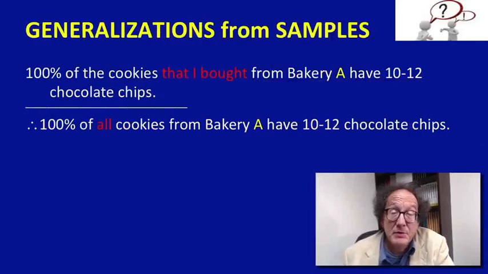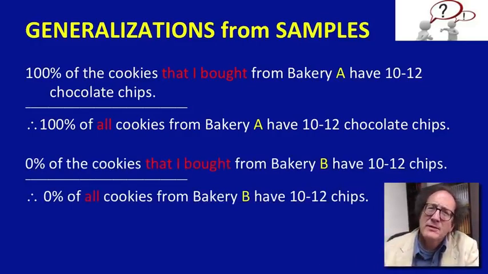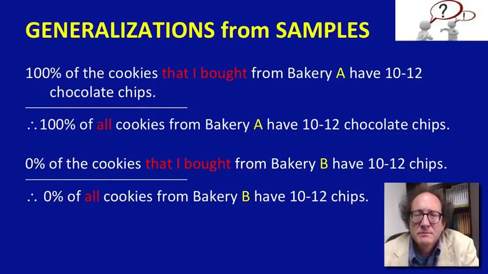I go to all 5 of the bakeries and I buy a cookie from each bakery, and I count the chips in the cookies that I bought, and it turns out that the cookie from Bakery A has 11 chips in it, and the cookies from Bakery B, Bakery C, Bakery D, Bakery E, they all have less than 10 chips in them. So now I can do 2 of these generalizations from samples, right? I can say, well, 100% of the cookies that I sampled from Bakery A have between 10 and 12 chips. Therefore, 100% of the cookies from Bakery A have between 10 and 12 chips. But 0% of the cookies I sampled from Bakery B have 10 to 12 chips, so 0% of the cookies from Bakery B have 10 to 12 chips. What's wrong with that argument? Well, I hope it's pretty clear.